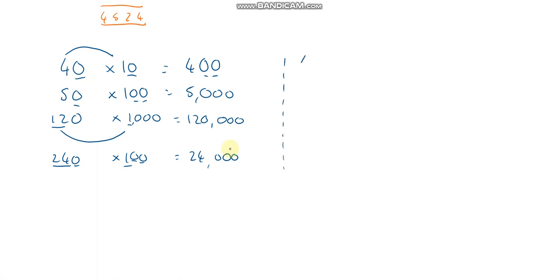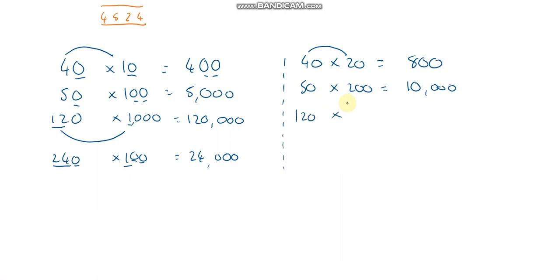What if it was 40 times by 20? Well, just do 4 times 2 is 8, and then add on the 2 zeros. What if it was 50 times 200? So what I'm doing now is I would do 5 times 2 is 10, and add on the 3 zeros. 5 times 2 and the 3 zeros. What if we do 120 times 4,000? I need to do 12 times 4.